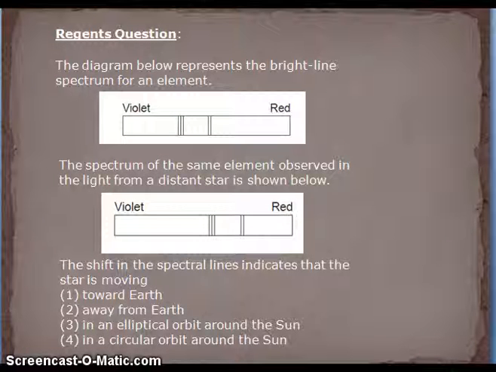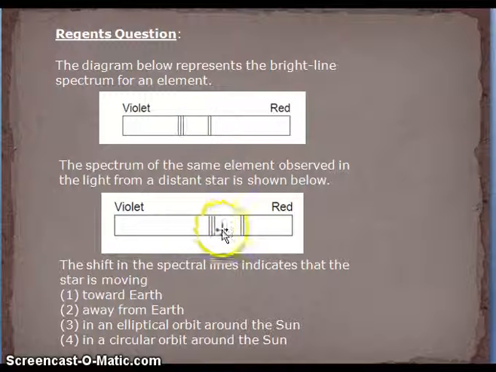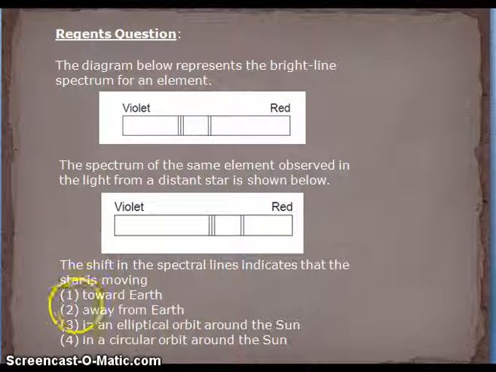So if you would take a minute to answer this Regents Review question and tell me, after looking at these two diagrams, the shifting of the spectral lines indicates that the star is doing what? What is the star doing? You look at the lines, you can see they're equidistant. They're all in the same spot, but they have shifted towards the red. And from our notes that we just did, when it's shifted towards the red, it is moving away. So our answer here is number 2, moving away.